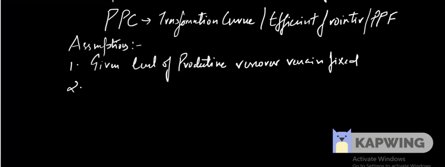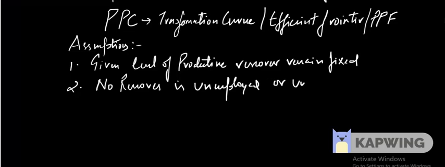Second, no resource is unemployed or underemployed. It is known as the efficient frontier because it assumes that all the resources in an economy are employed, and they are not only employed but they are fully utilized.